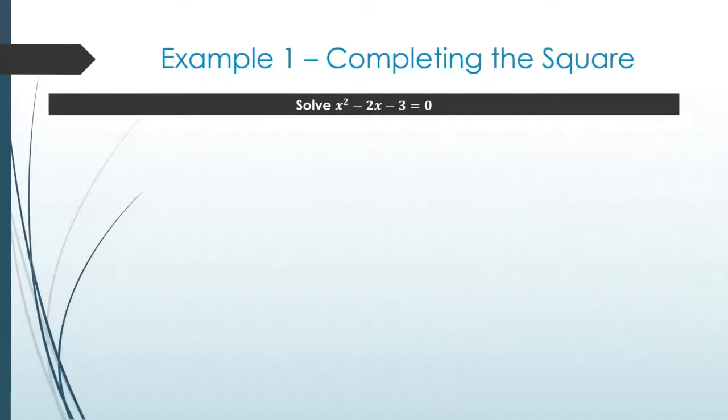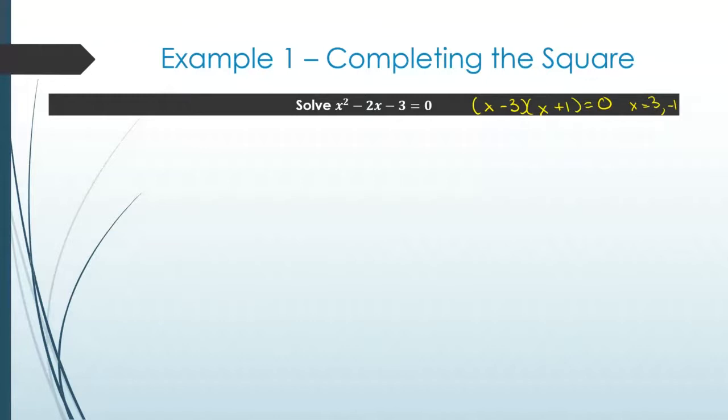So this is best shown through example, and I'm going to start with something that has no coefficient in front of the x squared. Now, this particular example we can solve by factoring, but I'm going to show you how to use completing the square so that you can see that you can use both methods and you should get the same answer. So this particular problem factors to x minus 3, x plus 1, equals 0, which gives you x equals 3 and negative 1.